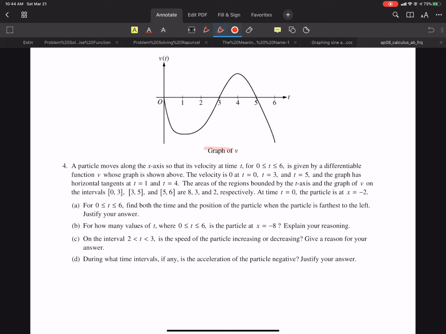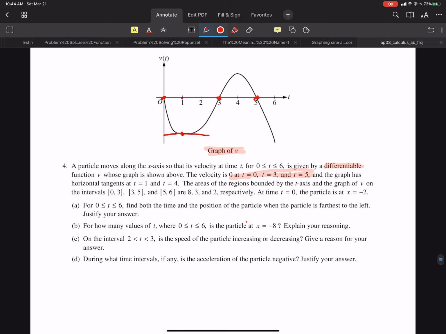So we know this graph is a graph of v. We know it's differentiable. And then we know it crosses the x-axis at these points, 0, 3, and 5. So let me highlight that. We know exact crossing points, they tell us. We know there are horizontal tangent lines at 1.